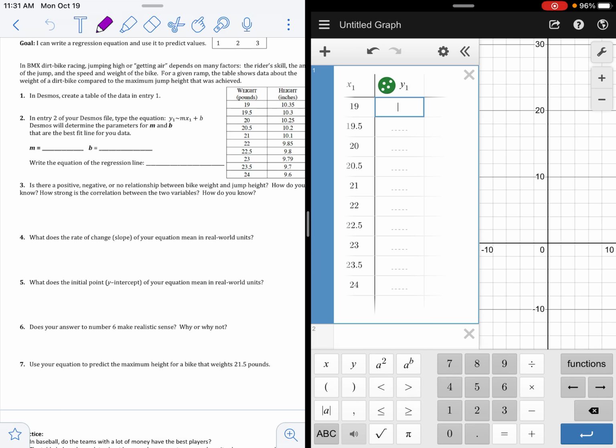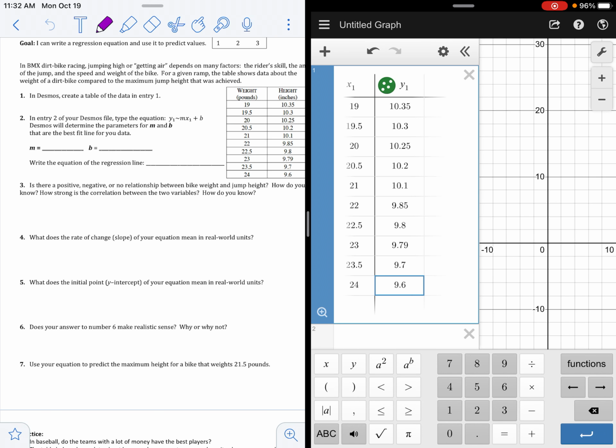Okay, I'm going to go over to Y1. There should be no prediction. There could be a little bit of prediction here, but just be careful that it's typing what you actually need to type. So 10.35, like the table itself will predict what's next. 10.3, 10.25. So it's not predicting any of my Y values, which is good. 10.2, 10.1, 9.85, 9.8, 9.79, 9.7, and 9.6. Okay, so there's my table.